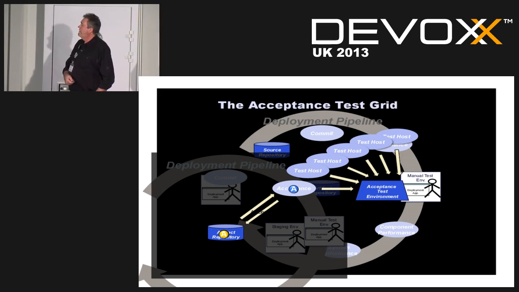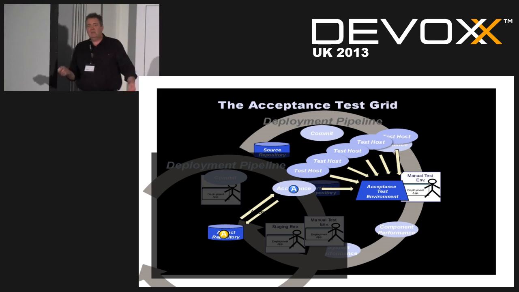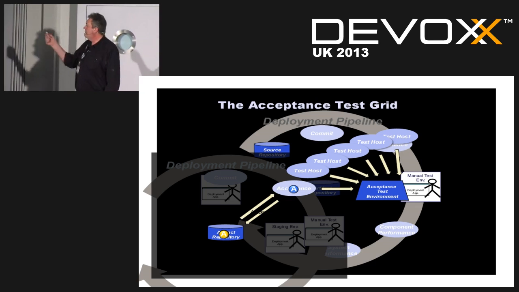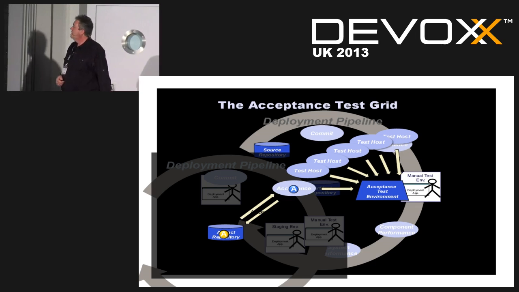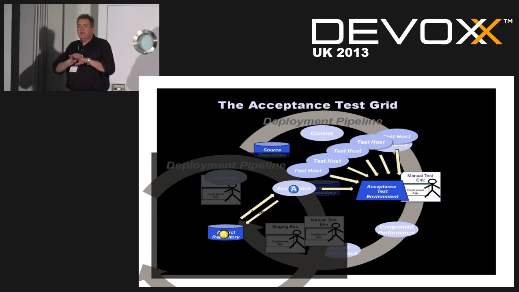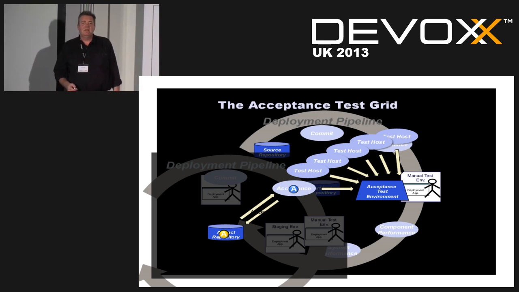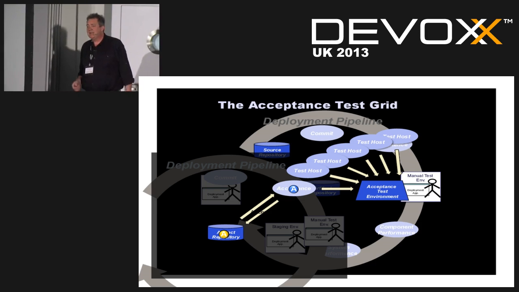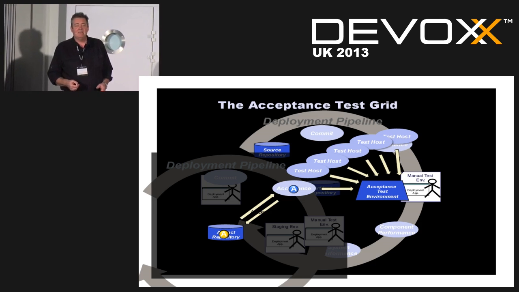The acceptance test environment is going to pull down that release candidate, and using the automated deployment tools that I talked about, it's going to deploy that to the acceptance test environment. We're then going to run a grid of test hosts that are going to fire a whole bunch of tests at this release candidate in the lifelike test environment for our acceptance tests.